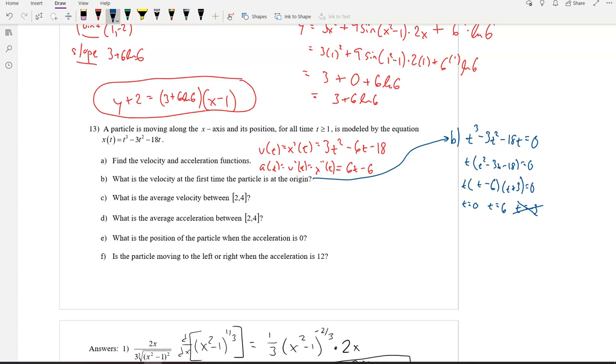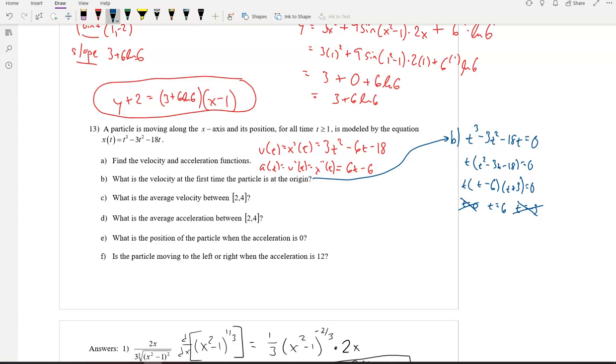Well, that's a good question. What do the directions say about the time? Yeah, it starts for all time t greater than or equal to 1. So this time 0, well, the particle's position is not modeled by this function for time values that are less than 1. So in this particular set of directions, this set of directions was written this way so that we would have to throw out t equals 0. Okay.